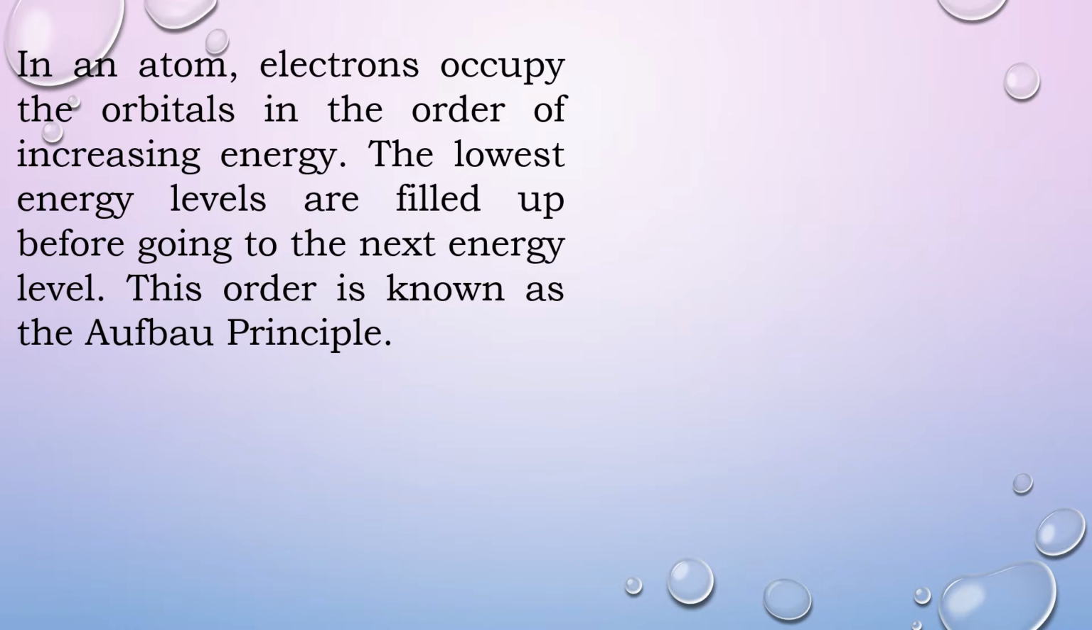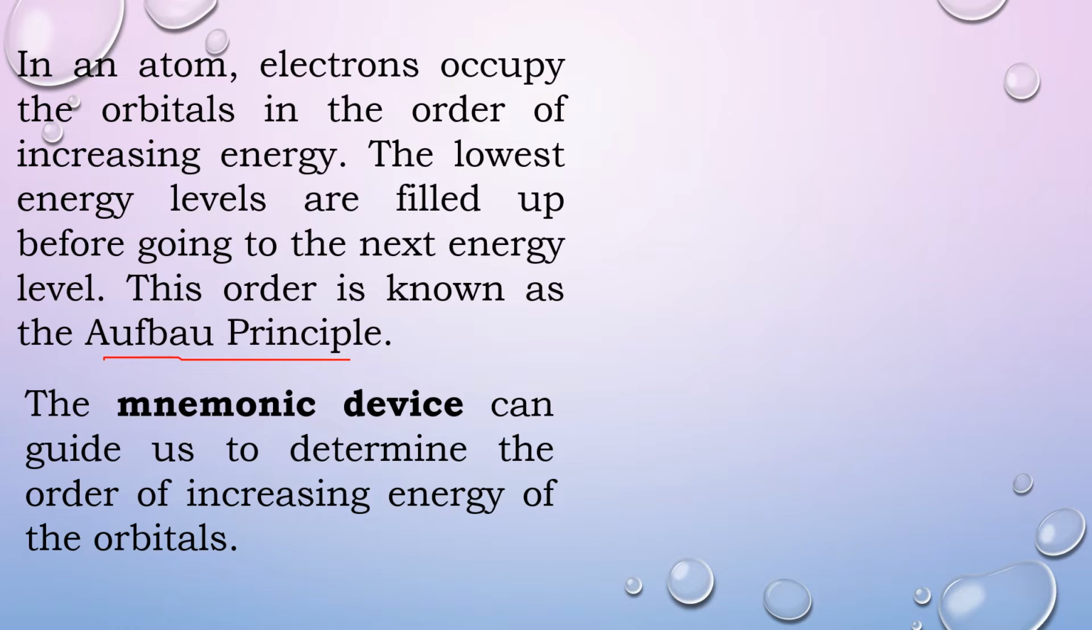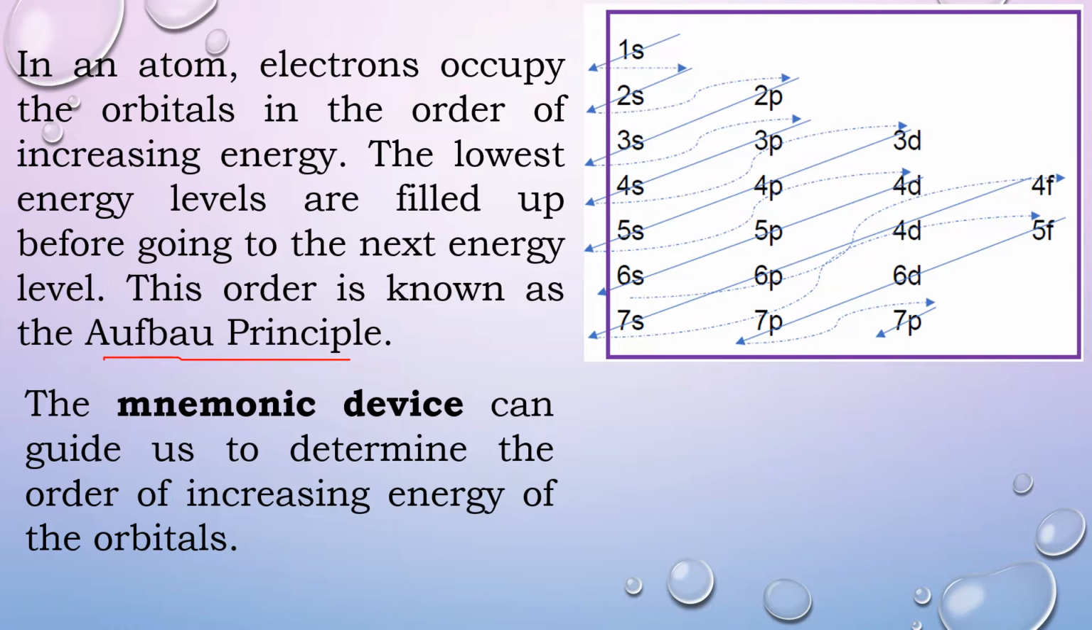In an atom, electrons occupy the orbitals in the order of increasing energy. The lowest energy levels are filled up before going to the next energy level. This order is known as the Aufbau principle. The mnemonic device can guide us to determine the order of increasing energy of the orbitals. So this is used for us to be guided on how to write the electron configuration.